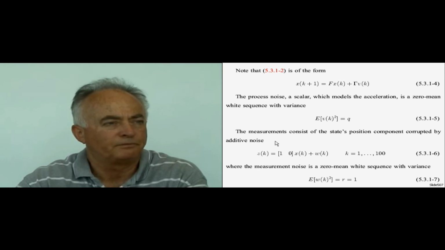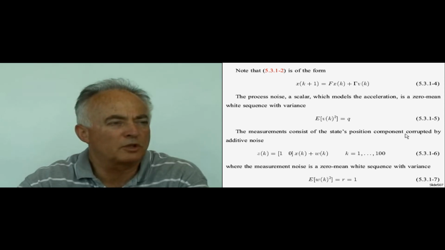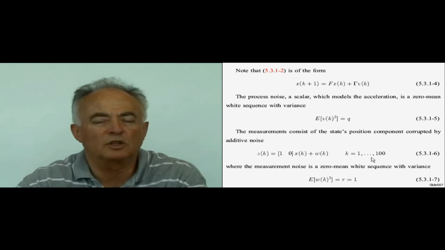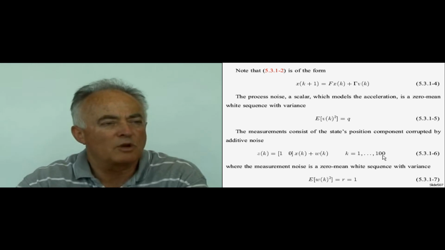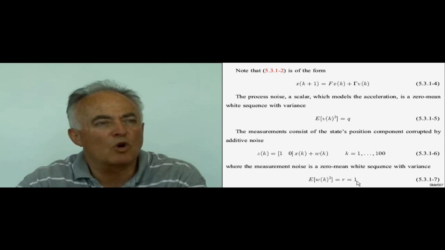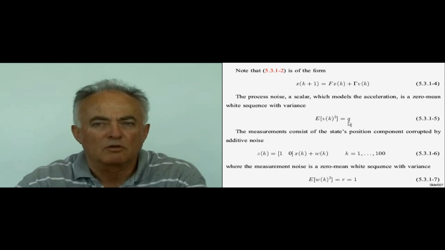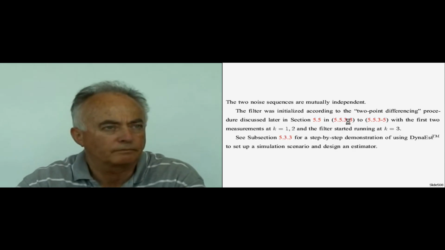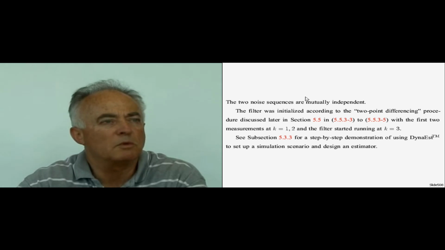And the measurements will be the state position only, corrupted by additive noise, which means the measurement matrix is [1 0], picks up only the first element of x, but in the presence of additive noise, and we'll run it for 100 sampling times. And we'll assume the measurement noise to have unity variance, and we'll leave open the process noise parameter that will illustrate its impact on the results. The two noise sequences will be mutually independent.